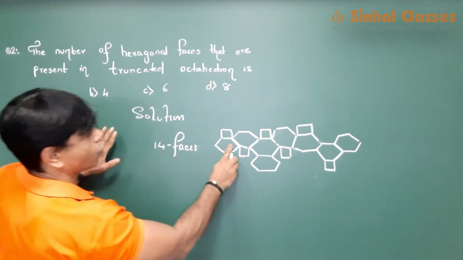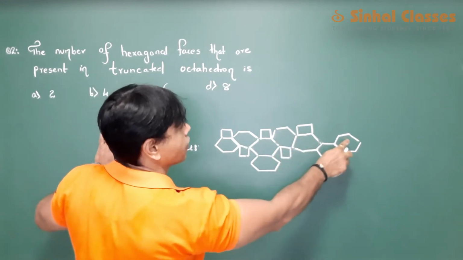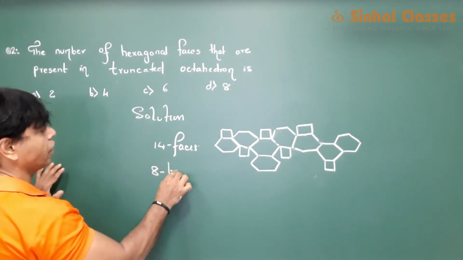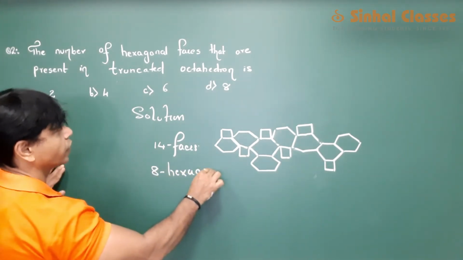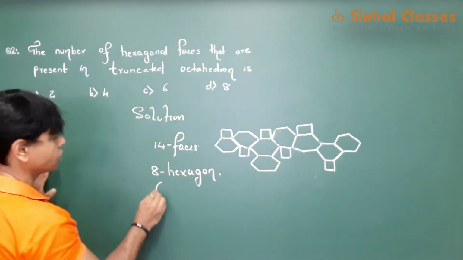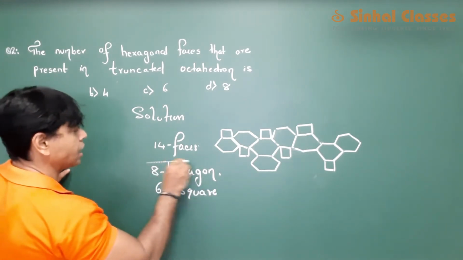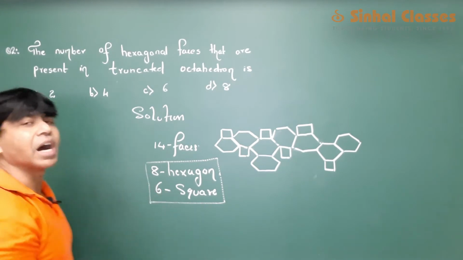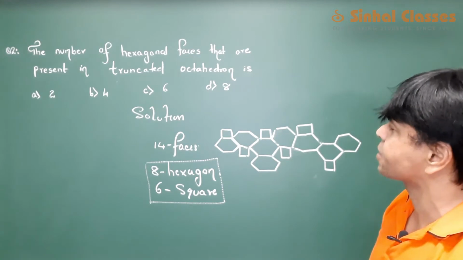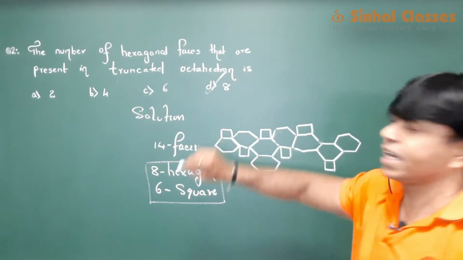out of which 1, 2, 3, 4, 5, 6, 7, 8, 8 are hexagon, and 1, 2, 3, 4, 5, 6, 6 of them are square. So out of 14, 8 are hexagonal in shape and 6 are square. So they have asked for hexagonal faces. So your answer for hexagonal faces will be 8.